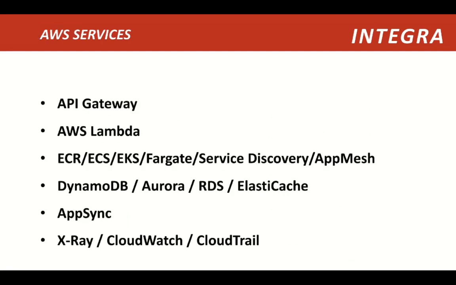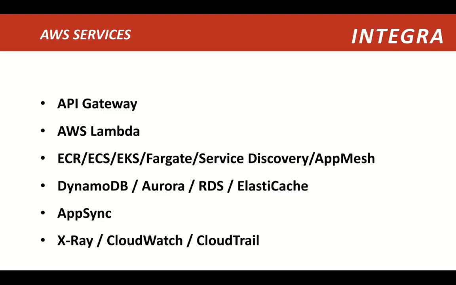Some of the AWS services that you can tie into your microservices ecosystems are shown here. API Gateway is a fully managed service that makes it easy for developers to create, publish, and maintain APIs at scale. AWS Lambda is, of course, the serverless offering from AWS. Next, we have the AWS ecosystem for containers, which includes ECS and EKS, Docker-based containers as well as Kubernetes-based containers.